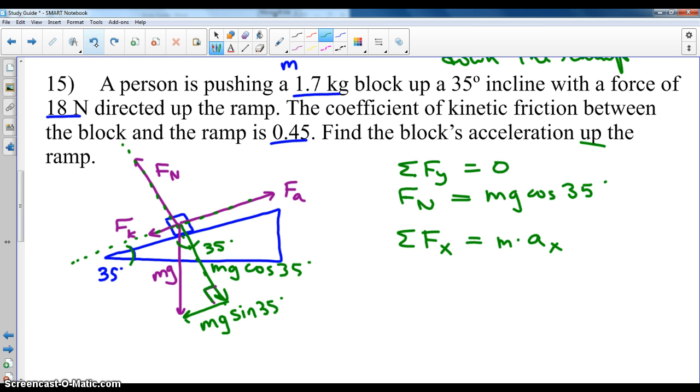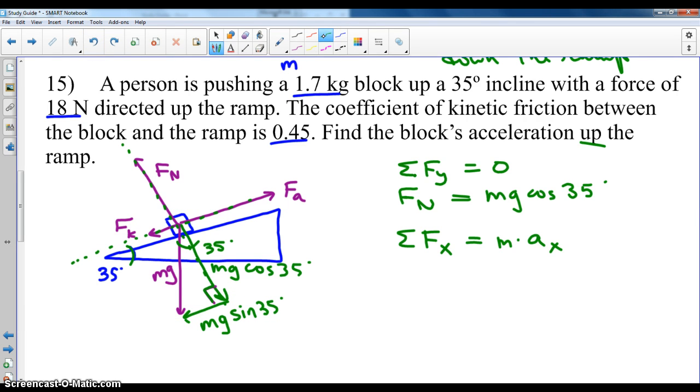So what are the forces on the tilted x-axis? I see friction, which is left. I see this one, which is left. Both of those are negative because they point left. And I see Fa, which is right. So let's add up those forces right here, right now.